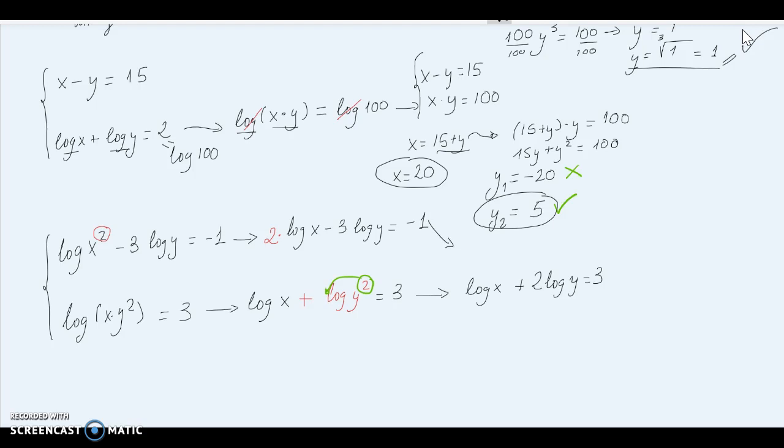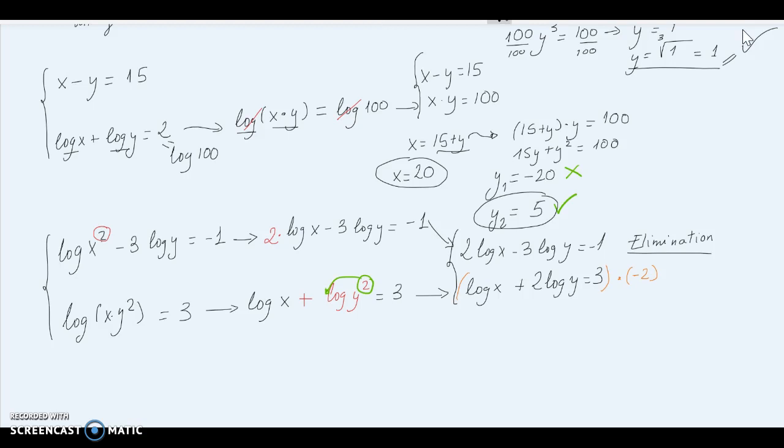And the first equation is the same. So 2 log of x minus 3 log of y equals minus 1. So I'm going to solve these two equations with elimination method. Okay, so to use this method, I'm going to eliminate, for example, the log of x. So I'm going to multiply this second equation by the number minus 2. This way, I will cancel the log of x.